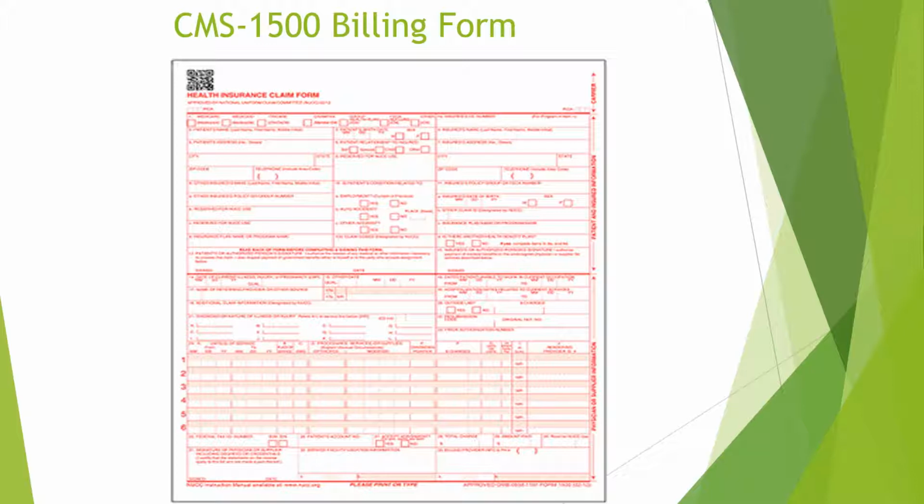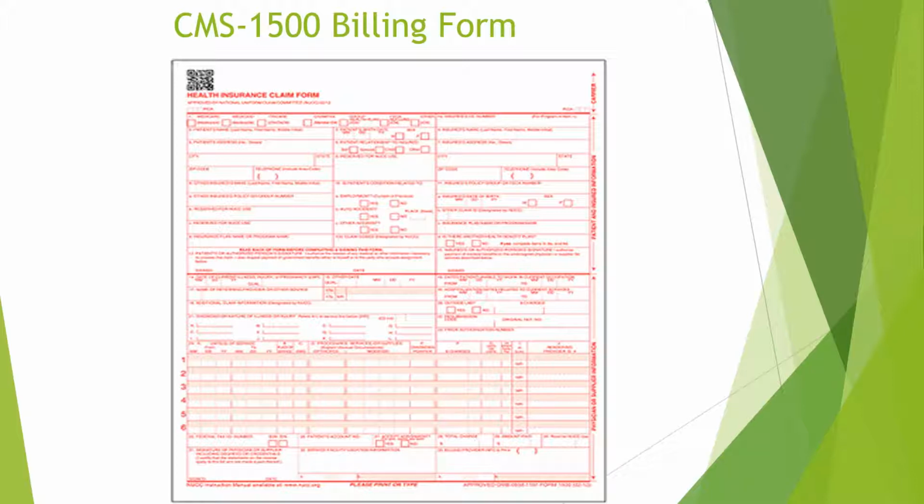Box 27 is not required. In box 28, you will put in the total charge amount. In box 29, you will put in the amount that was paid by another insurance if applicable. In box 30, you will list the amount due. If nothing has been paid on it, then the charge amount would be the amount due.